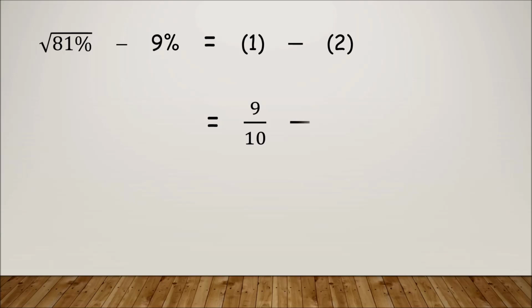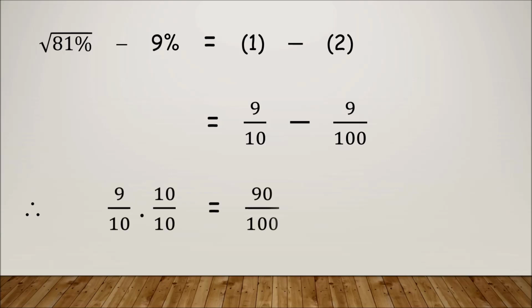So our question, square root of 81% minus 9% actually becomes 1 minus 2, which is equal to 9 by 10 minus 9 by 100. Now, to subtract two fractional quantities, the denominators must be the same. So we need to make this denominator 100. For that, we multiply the fraction 9 over 10 by 10 over 10, so that we get the same fraction with 100 in the denominator.